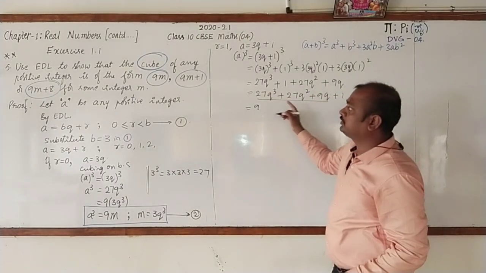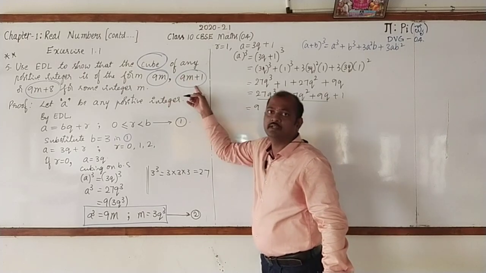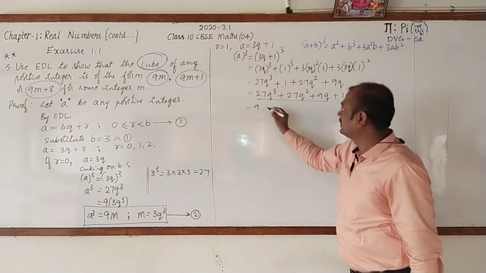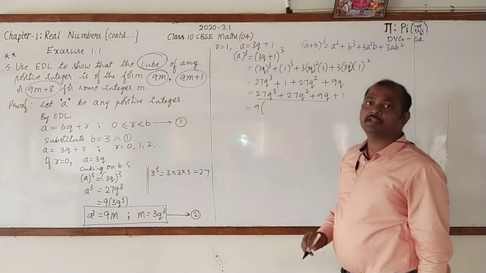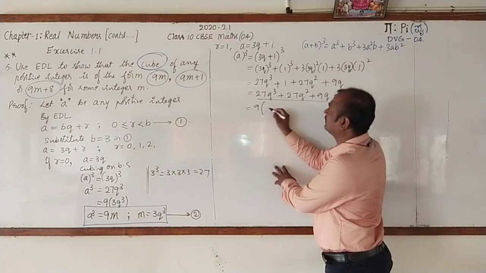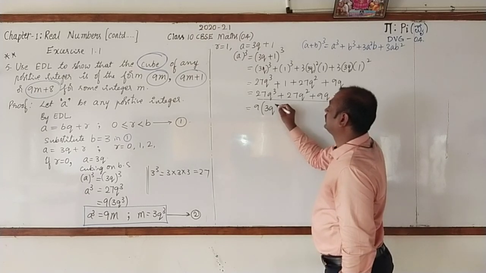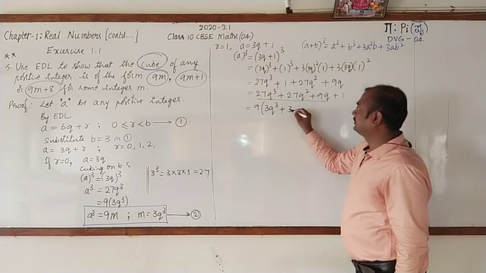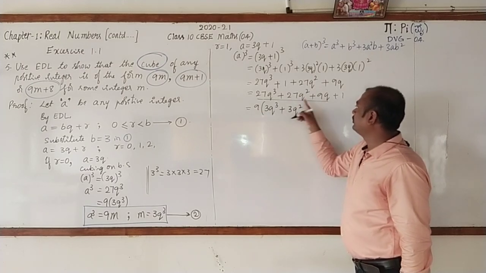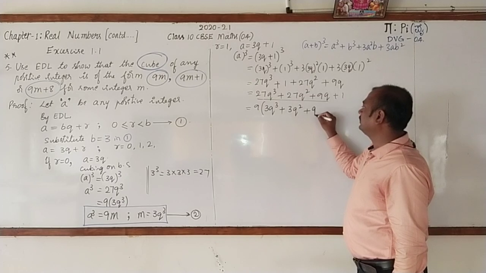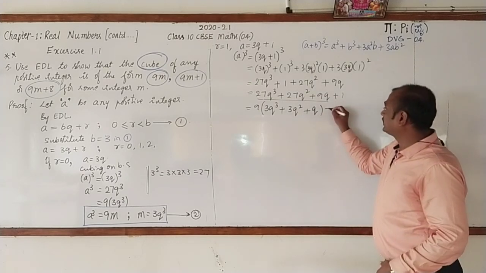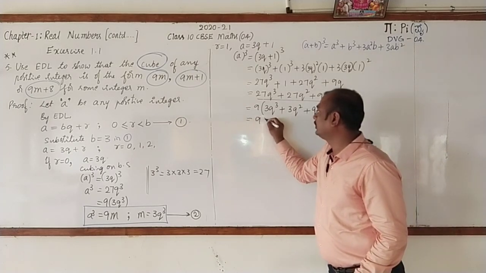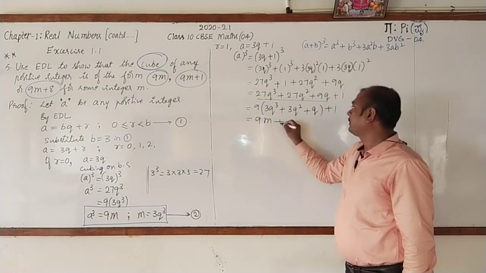But you are going to express the cube of any positive integer in the form of 9m, 9m plus 1 or 9m plus 8. Hence I go for taking 9 as the common factor. 9 how much are 27? It is 3q raised to the power 3 plus 9 how much are 27? Again 3q square. 9 how much are 9? 1, so 1q. Separately we can write plus 1. Next, this is equal to 9m plus 1.